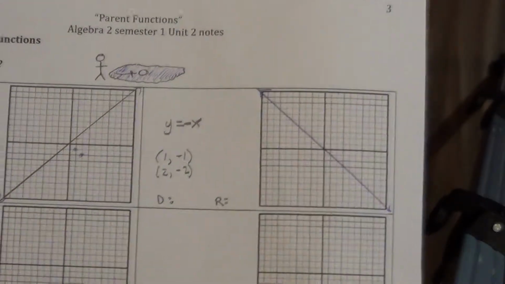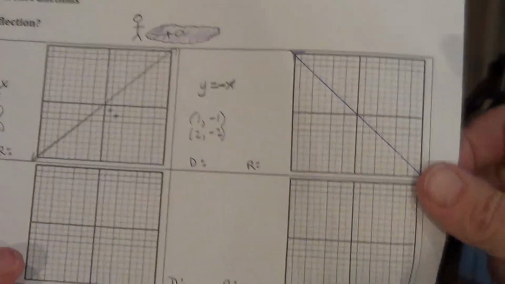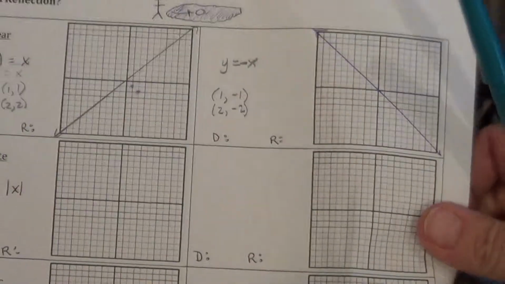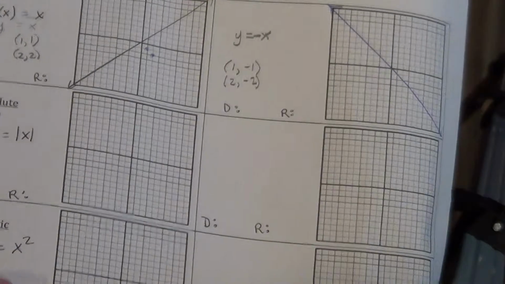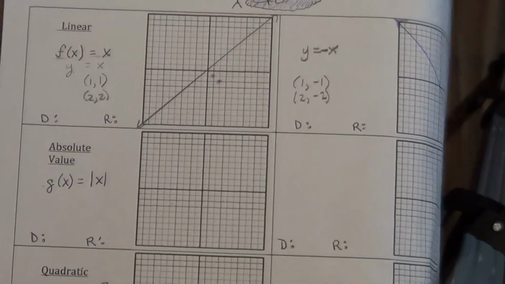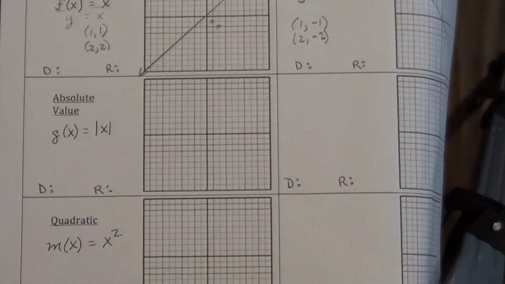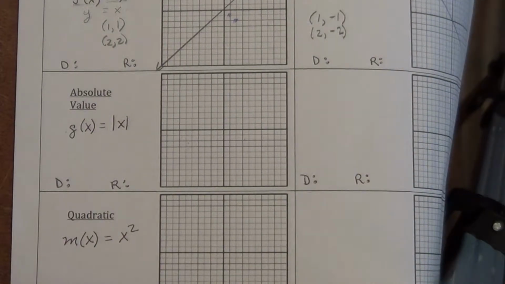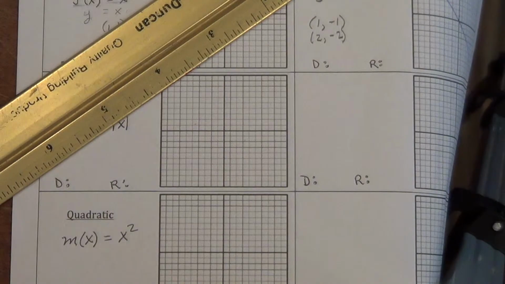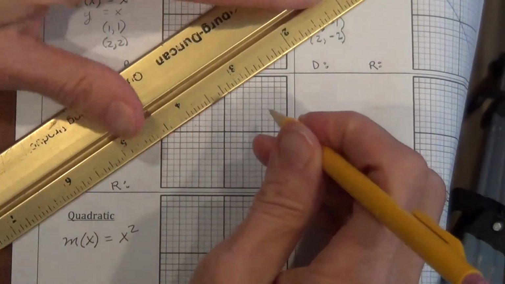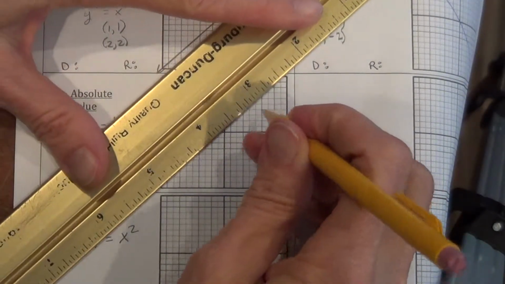Now in math we see that patterns hold true so often, and really math is the study of patterns. So we come up to our next one, absolute value. If you remember from video number 1, absolute value graphed as the V shape.